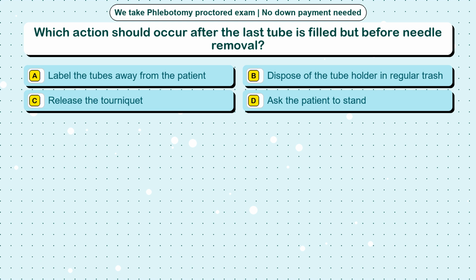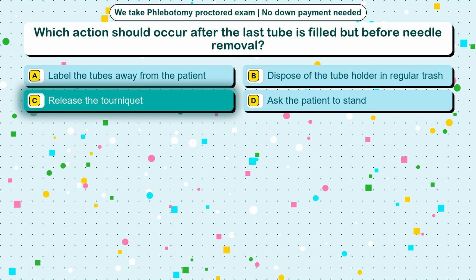Question 76. Which action should occur after the last tube is filled but before needle removal? Option A. Label the tubes away from the patient. Option B. Dispose of the tube holder in regular trash. Option C. Release the tourniquet. Option D. Ask the patient to stand. The correct answer is option C.